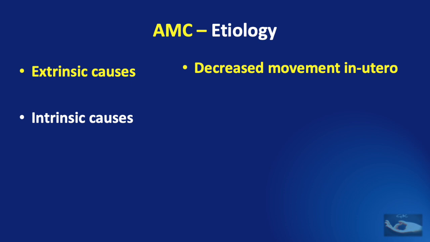It is proposed that this decreased movement in utero allows excessive connective tissue to form around the joints, that is, fibrous ankylosis. The causes of this decreased movement in utero could be fetal crowding, maternal disorders like Zika viral infections, drug use, trauma, and oligohydramnios.